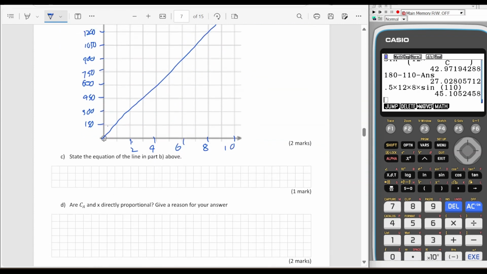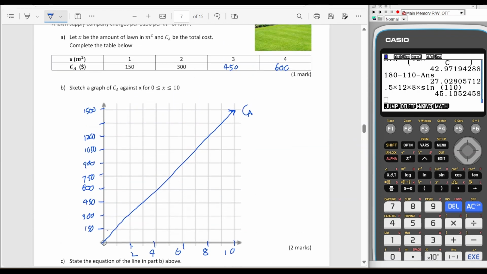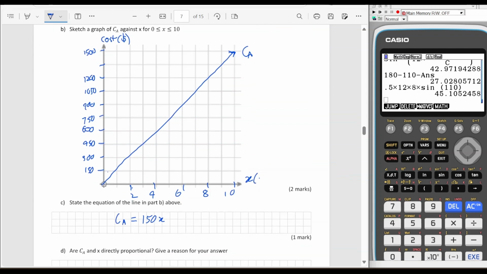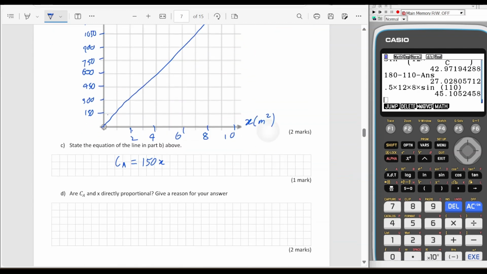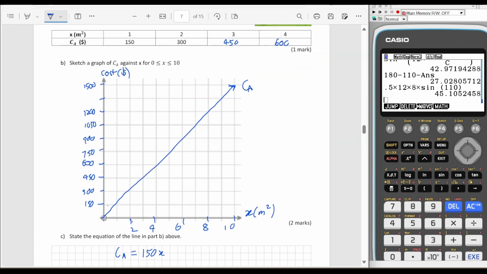State the equation. So CA is 150 times X. We better go and, so CA is in dollars. I might just go cost. And this is X in meters squared. Okay, that's good. And now that I've got the equation, CA is 150X, I can just label it back up there.